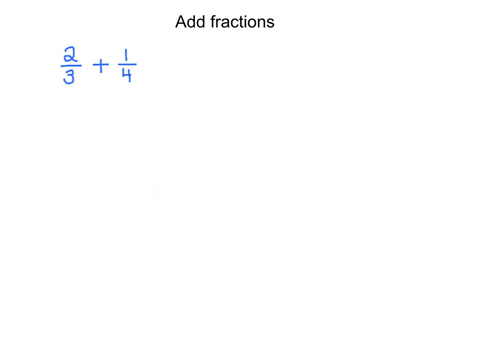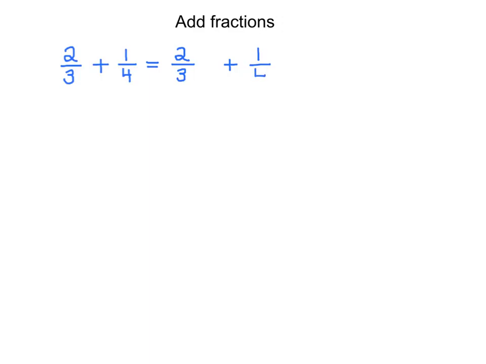Now we're going to look at adding two fractions. And if we look at these two fractions, their denominators are not the same. 2/3 has a denominator of 3 and 1/4 has a denominator of 4. So what we're going to have to do here is change these up a little bit so that the denominators are the same. So here I have 2/3, and that's being added to 1/4.